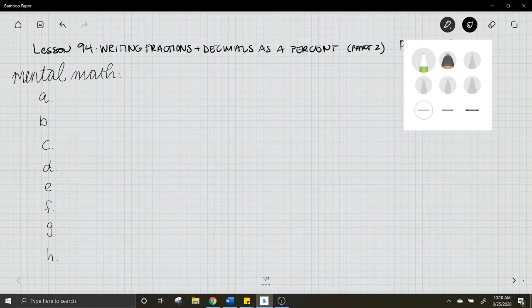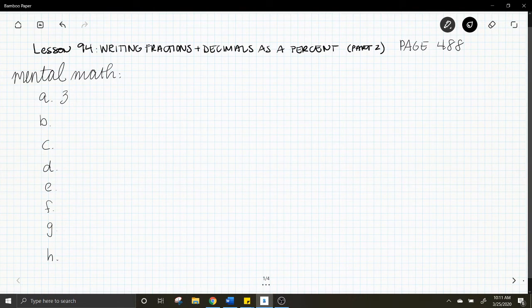Letter A, 50 times 70. The answer here is 3,500. Letter B, 572 plus 150. The answer to that one is 722. Letter C, 50% of 80. What is 50% of 80? The answer to that one is 40.